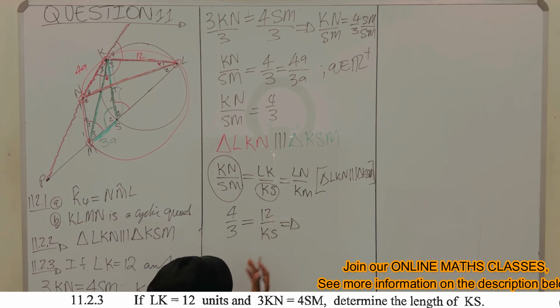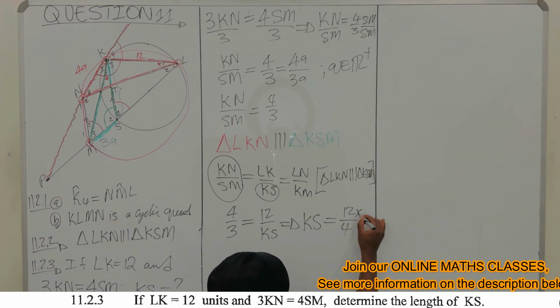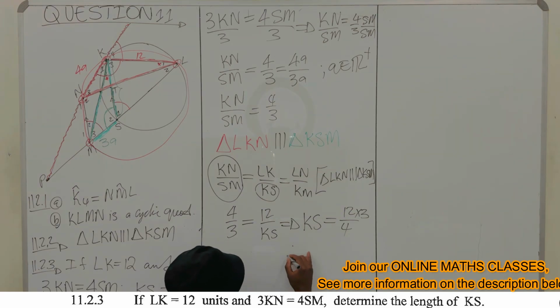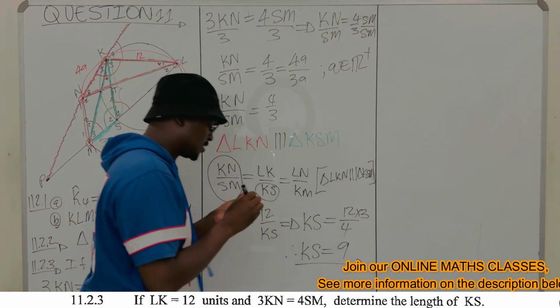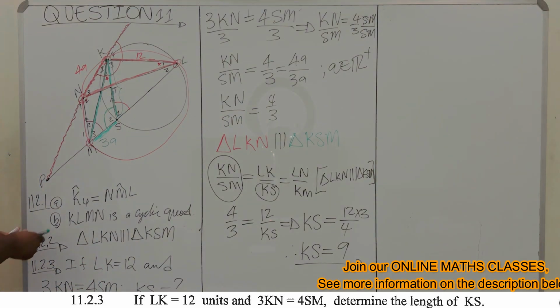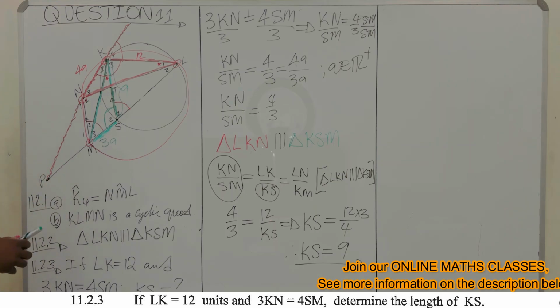Then you cross multiply and solve for KS. You get that your KS is equal to 12 over 4 times 3. Therefore, your KS should be 9, because 12 over 4 is 3, and 3 times 3 is 9. So your KS is equal to 9 units. Where is KS? KS is this length over here, and it's equal to 9 units. We're done with this, so we move to the next question.